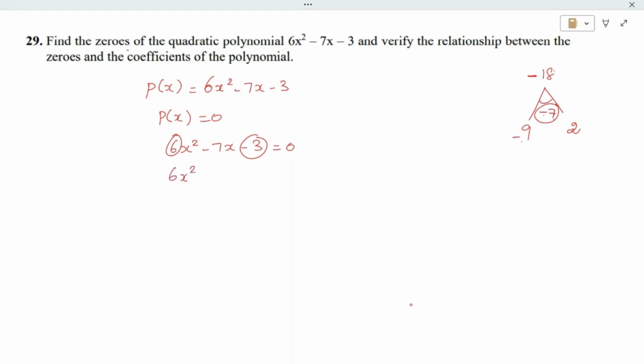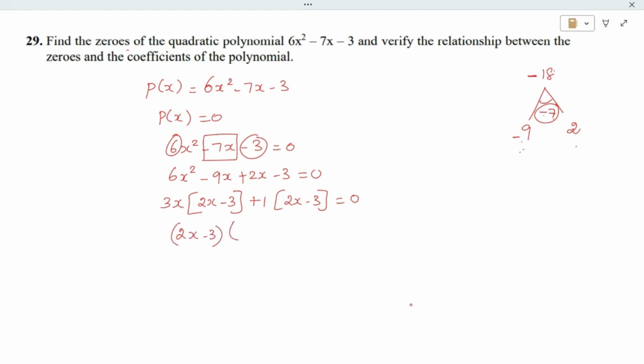Now 6x square minus 9x plus 2x minus 3 equal to 0. So what I'm doing, I'm splitting the middle term minus 7x as minus 9x plus 2x. Isn't it? Whatever pairs I got here. So now take the common factor 3x out. So the remaining will be 2x minus 3. And here there are no common factors, so I'm just taking one out. So you will get 2x minus 3 equal to 0. So again I can take the common factor 2x minus 3 out. So the remaining will be 3x plus 1 equal to 0.